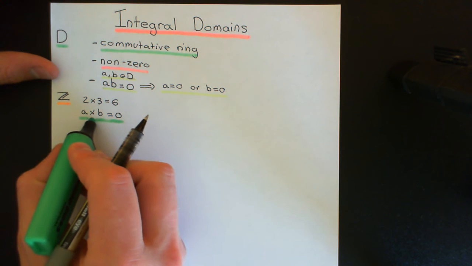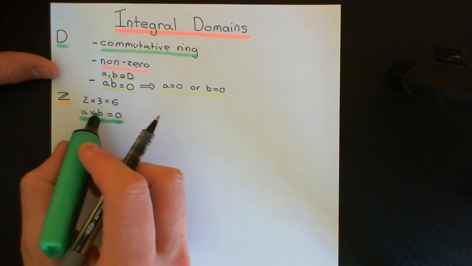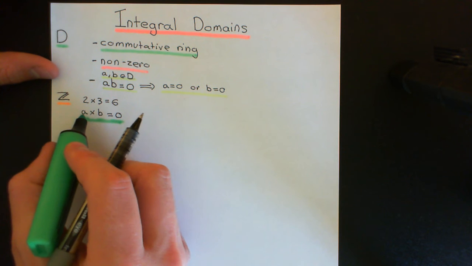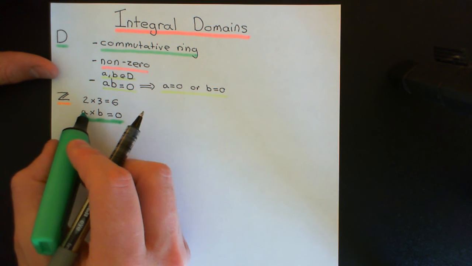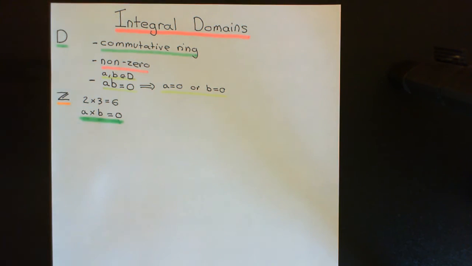Well, the answer is no. Okay, the only way to multiply two integers together and get 0 is if one or both of them is equal to 0. If you make A 0 or B 0, of course this will be true. If you make both of them 0, of course it will be true as well. Okay, but that's the only way. If you take two non-zero integers and multiply them together, you'll never ever get 0. Okay, so the integers is in fact an integral domain, and it's a key example of an integral domain.